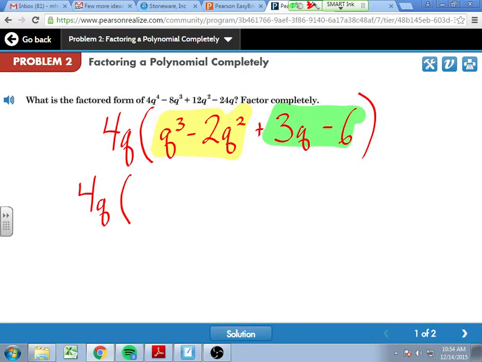What's my common factor between q cubed and negative 2q squared? Just q squared, right? So q squared times q minus 2.